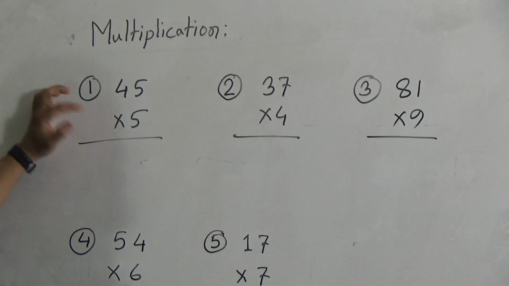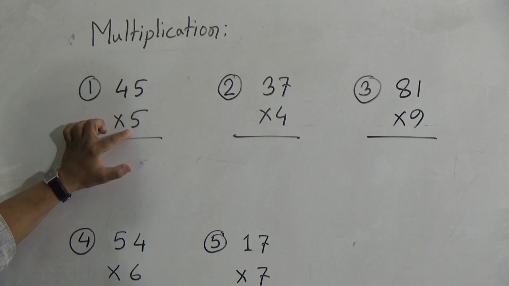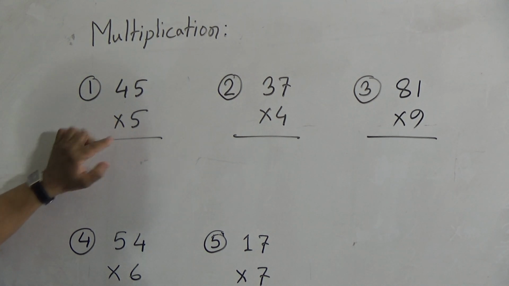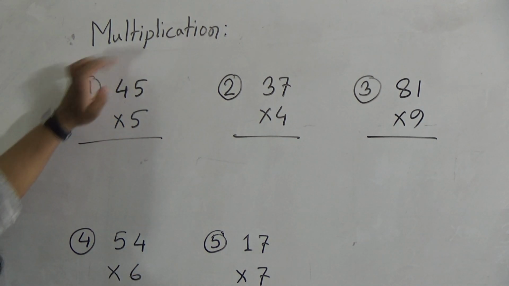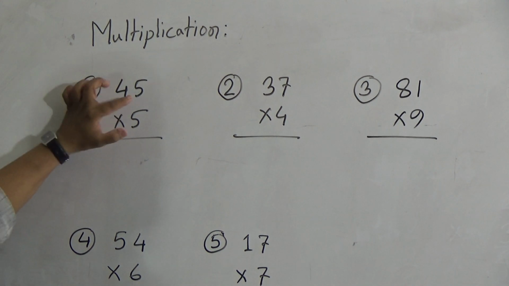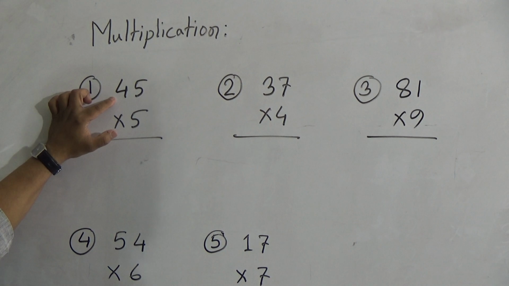For the first one, my dear students, it is 45 multiplied by 5, okay. That means we need to multiply 45 by 5. To do this multiplication, we need to memorize the times table of 5, and we should start from the right side, that means from the ones place. First of all, we should multiply 5 with the ones place 5, then we should multiply 5 with the tens place 4. So let's start.